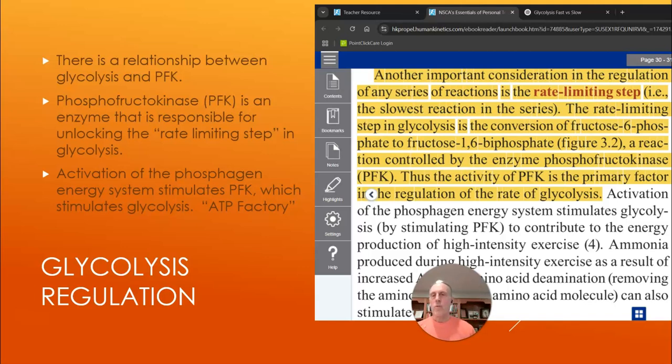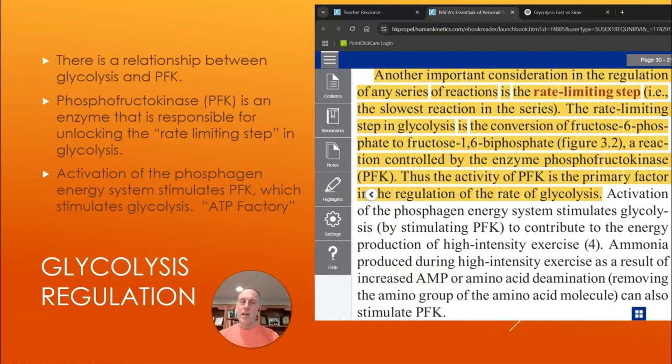Now, you have glycolysis and phosphofructokinase, and PFK is an enzyme that is responsible for unlocking the rate-limiting step in glycolysis, and the rate-limiting step is this. You have a multi-step process, and PFK is the third enzyme, the third step in that process, and PFK unlocks that third step to allow glycolysis to happen.